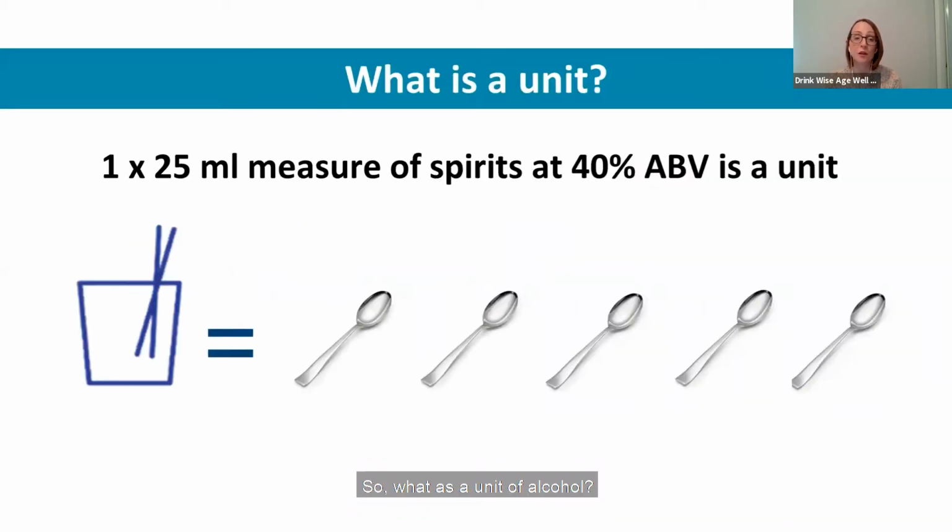So what is a unit of alcohol? Simply put, a unit of alcohol is 10 mils of pure alcohol. In terms of spirits, that would equate to one 25ml pub measure of a spirit at 40%.